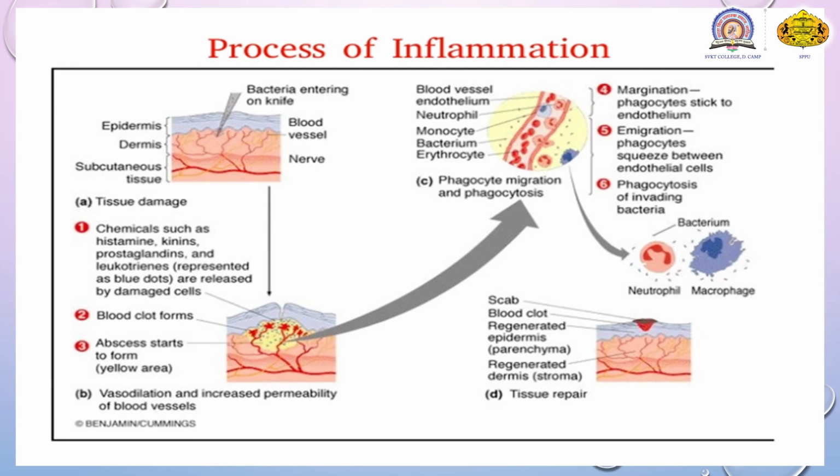And these chemicals are such as histamines, kinins, prostaglandins, and leukotrienes. They are released by the damaged cells. Immediately by this action these chemicals are released, and at the same time the blood clotting mechanism also gets activated, which we will see in our next lecture, so that further blood is not allowed to flow and blood loss takes place.